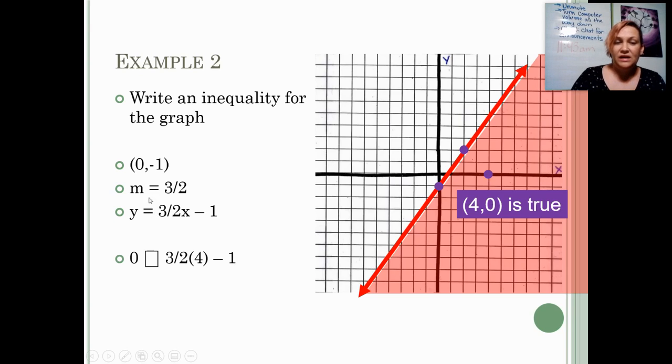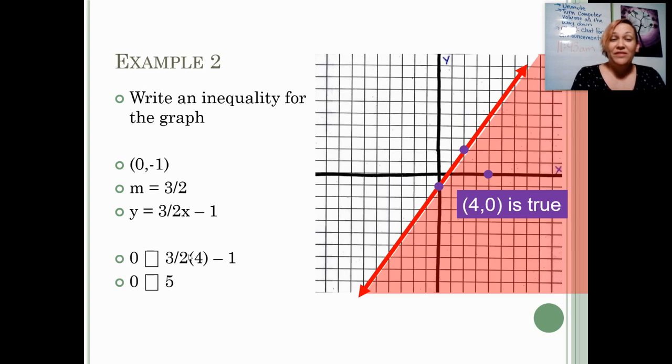Again, we're replacing that equal sign with a box so we can figure out what the inequality is. When you're simplifying the right-hand side, you can do 4 divided by 2 is 2, and then 2 times 3 is 6, and 6 minus 1 is 5, or you can use a calculator. But I chose a number that works nicely.